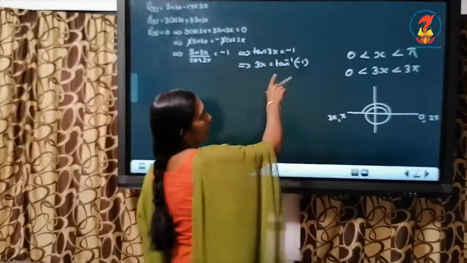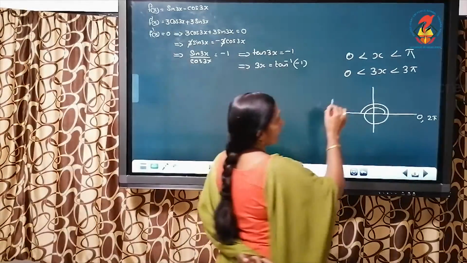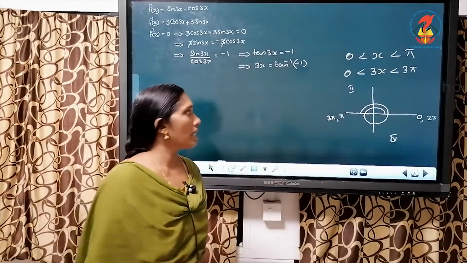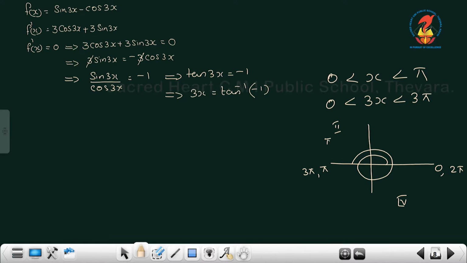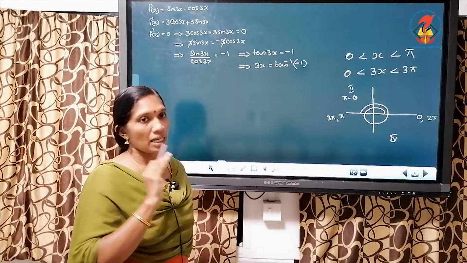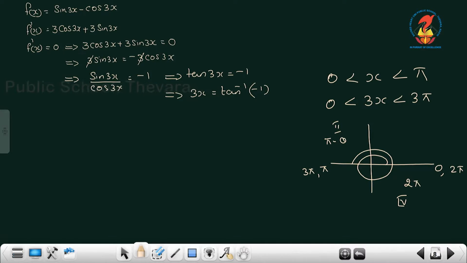Tan x is minus 1. Tan x is negative in which all quadrants? Tan is negative in second quadrant and fourth quadrant, isn't it? Tan is negative only in these two quadrants. Then the second quadrant value we usually calculate as pi minus theta. This all we studied in the last year. It is calculated like that, pi minus theta. And the fourth quadrant, it is 2 pi minus theta.